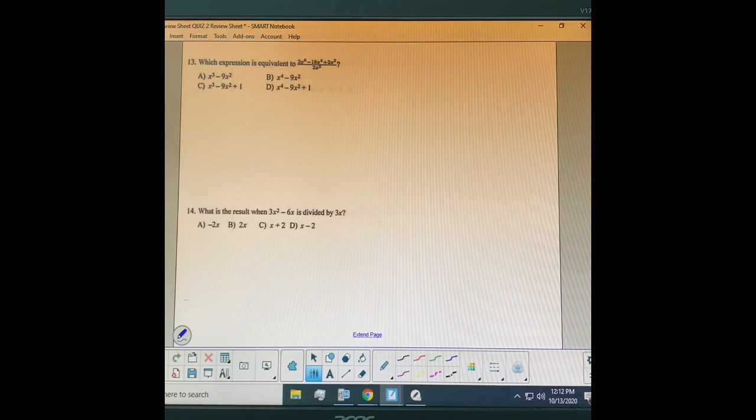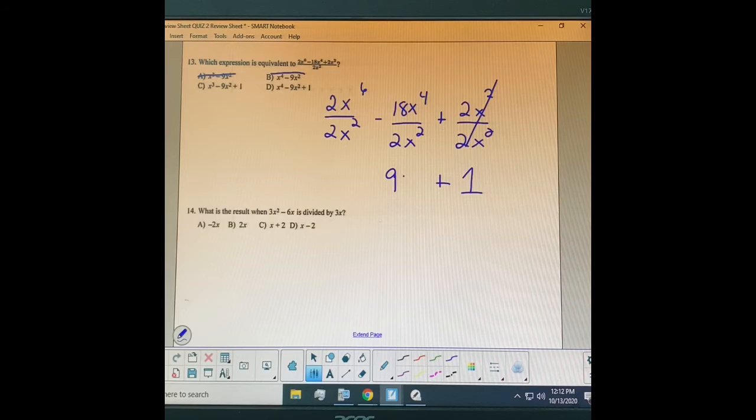For number 13 and 14, we are dividing polynomials by a monomial. Each term in the numerator must be divided by the monomial that is in the denominator. Simplify each term, and you'll get your final answer.